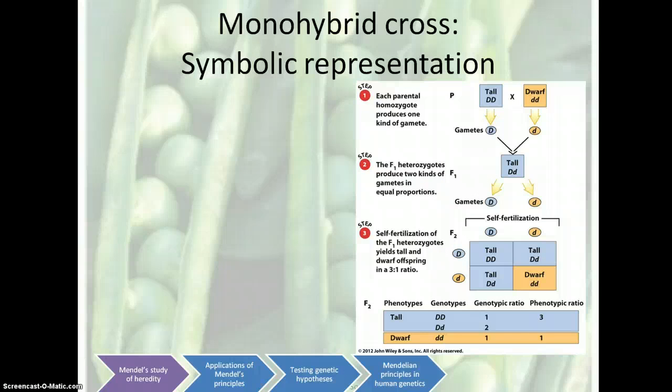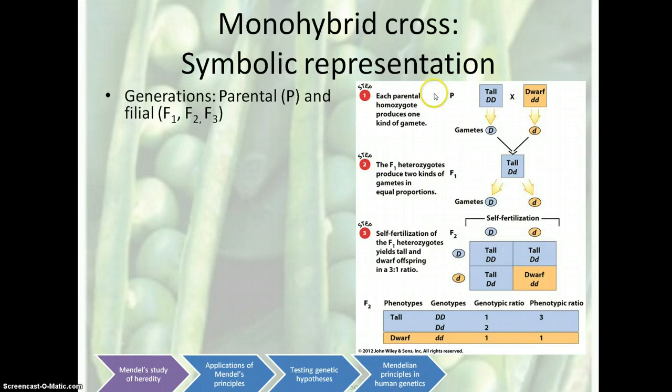All right, so let's look at this in a symbolic representation here, and this will hopefully make things a little more clear to you for this monohybrid cross. So, as I mentioned earlier, we have these generations. We have the parental generation, which we refer to as P. Here are his two true breeding varieties. And then we have the filial generations, where we abbreviate using an F. So when you cross two parents together, you end up with the F1, the filial one, or the F1 generation.